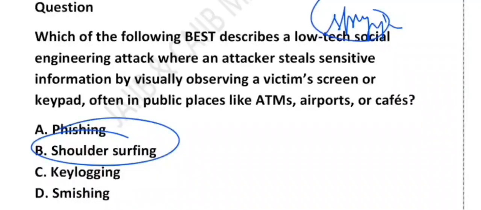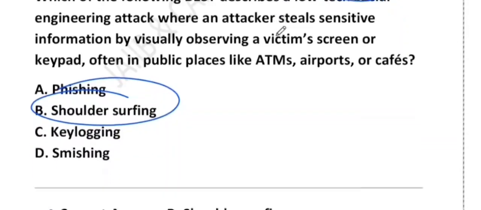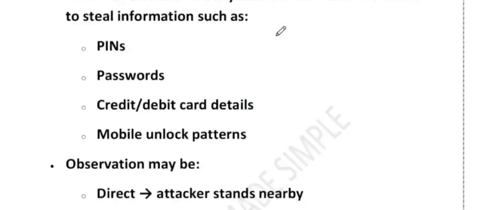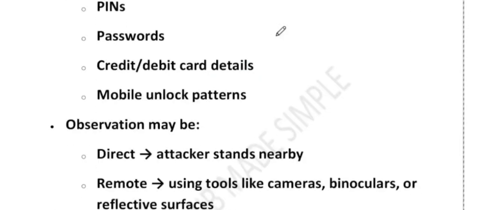Right. So what does the attacker try to steal? Attackers try to steal the ATM PIN, mobile unlock pattern, password, credit or debit card details, OTP you type, email login credentials. They may stand close or they may use reflection, small cameras, or binoculars from a distance. Right. So typical places where shoulder surfing is done are ATMs, airports with waiting areas, cafes, cyber cafes, train stations, and offices with public cubicles.